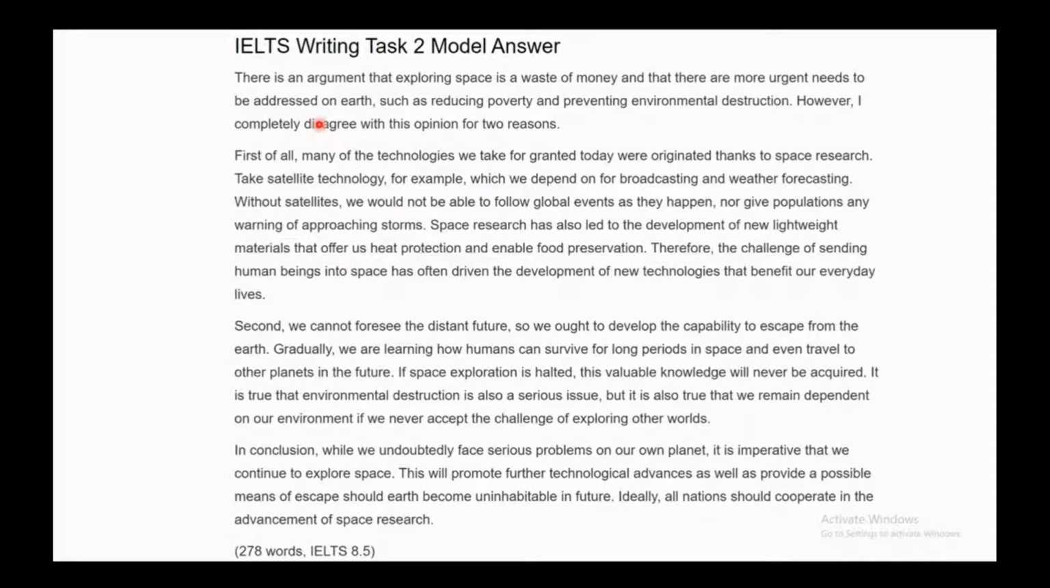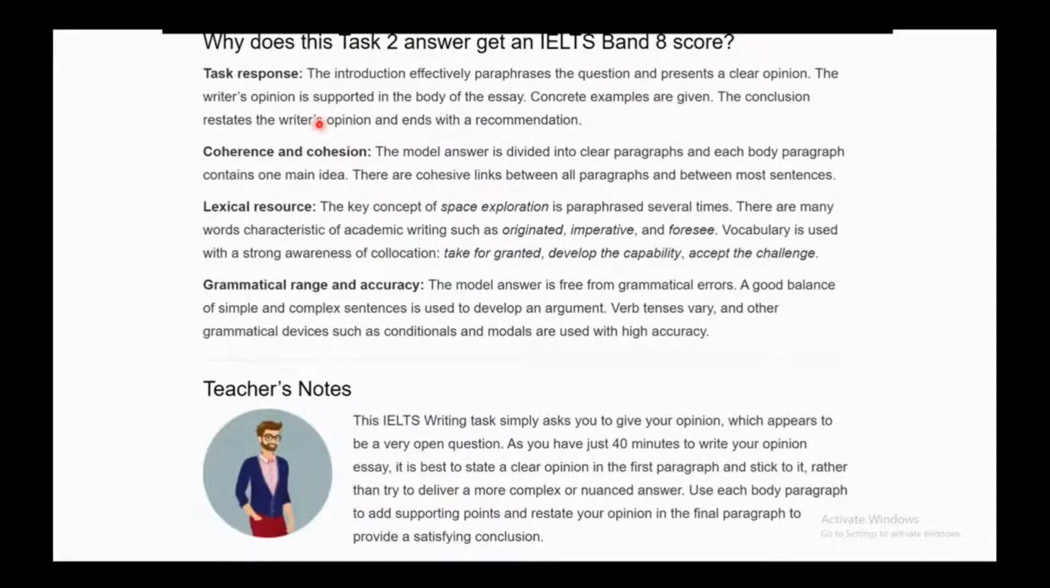Again, there is lots of material on the internet related to writing Task 1 and Task 2. Just Google IELTS writing Task 1, and you will find a number of PDFs and online problems and solutions. Here is why this Task 2 answer gets IELTS band score 8: task response, coherence and cohesion, lexical resource, grammatical range and accuracy. These are the important things you should take into account while writing Task 2. You can read all of these by pausing the video.